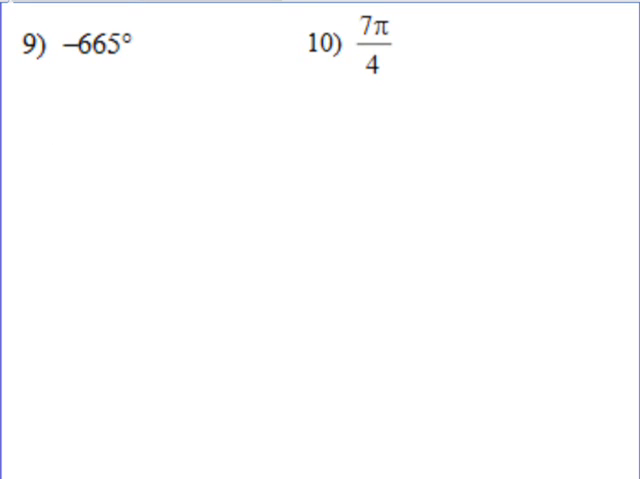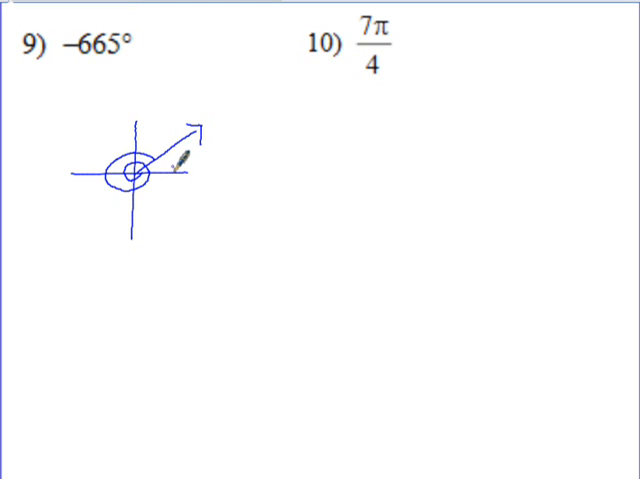Sometimes you'll be asked to find the reference angle and it won't be drawn for you. In that case, you're going to need to go ahead and draw the angle. So draw the angle before you find the reference angle. So negative 665. I know that's at least one full circle, and negative, so I went down. And after the full circle, I still have another 305 degrees to go. So that would be 90, 180, 270, and then 305 would be somewhere in there. That's what my angle looks like.